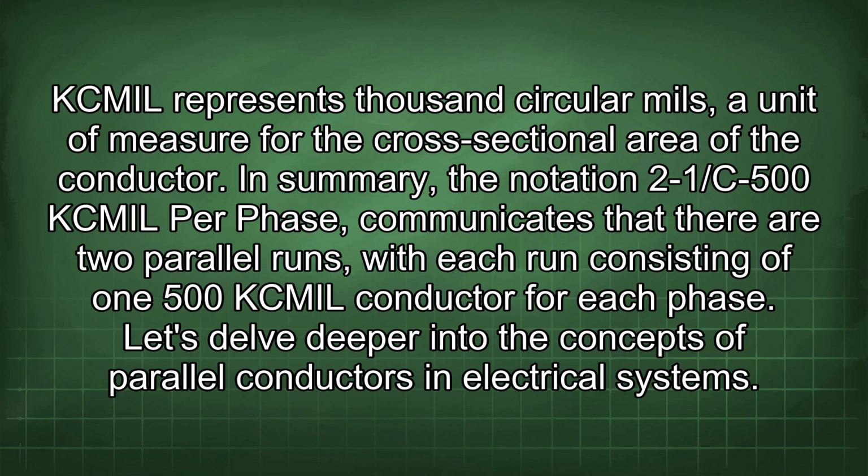In summary, the notation 2-1/C-500 KCMIL per phase communicates that there are 2 parallel runs, with each run consisting of one 500 KCMIL conductor for each phase. Let's delve deeper into the concepts of parallel conductors in electrical systems.